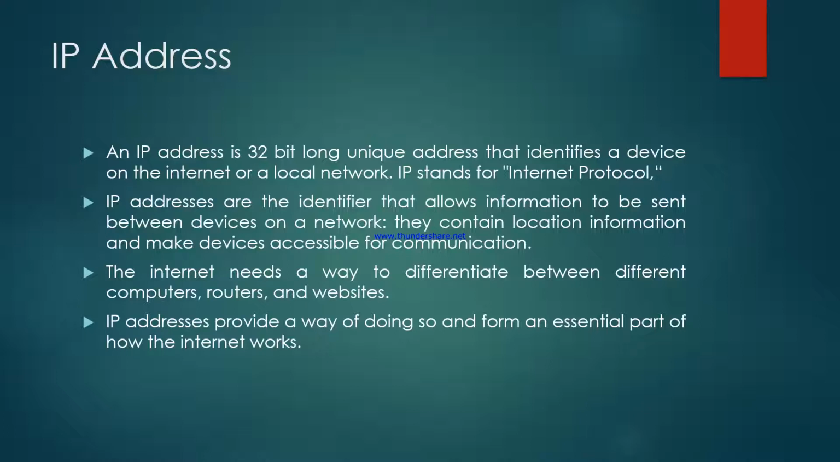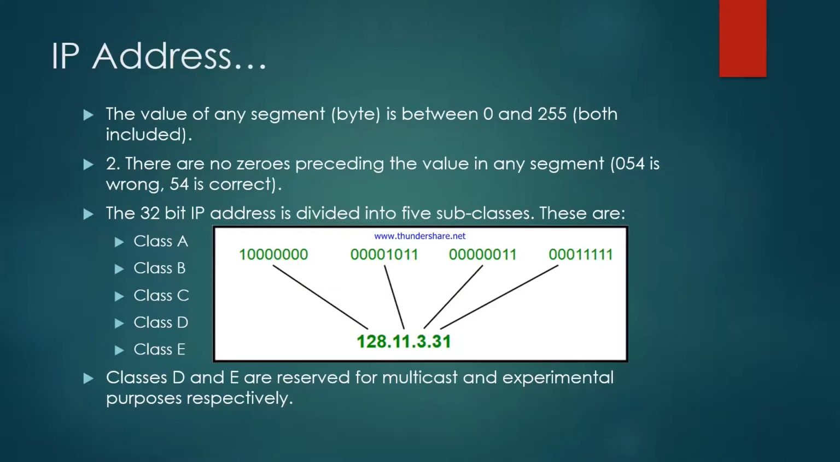The internet needs a way to differentiate between different computers, routers and websites. So different IP addresses for different computers, routers and websites are used. IP addresses provide a way of doing so and form an essential part of how the internet works. The value of any segment or byte is between 0 and 255, both included.